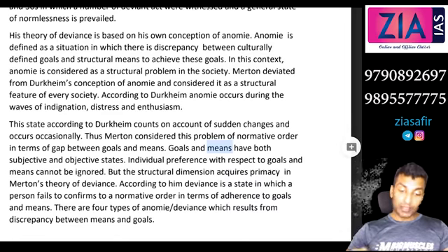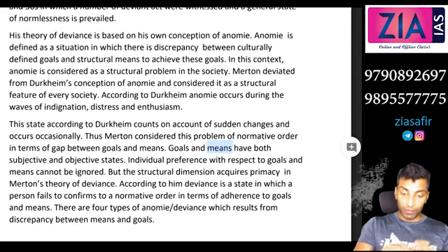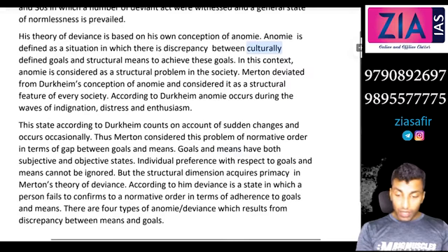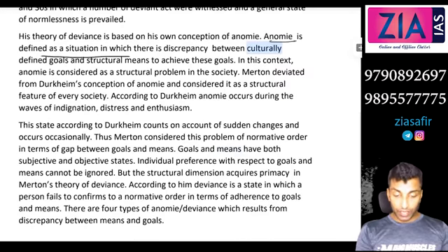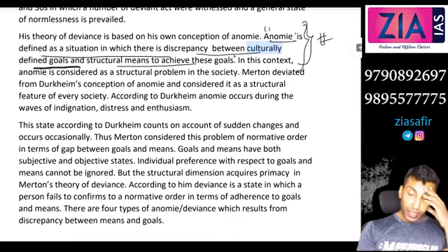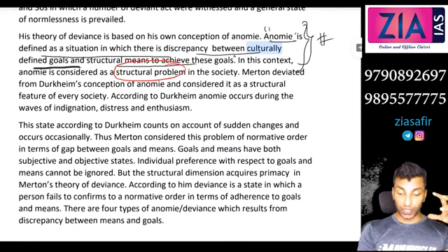So anomie is defined as a situation in which, I forgot to embolden and underline all those important points. So you can see here, anomie is defined as a situation in which there is discrepancy between culturally defined goals and structural means to achieve those goals. So you have to write exactly the same, centralize it and write it. This is a definition given by Merton. In this context, anomie is considered as a structural problem in society. So this is also a very important word, structural problem in the society. It is a problem with the structure of society.